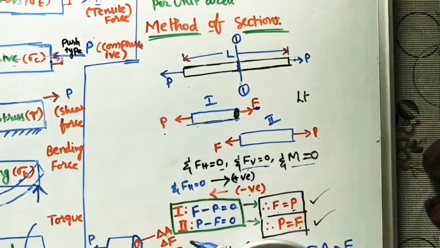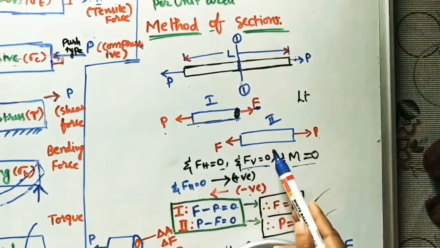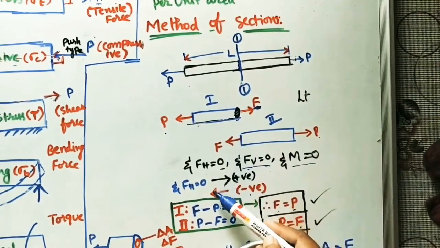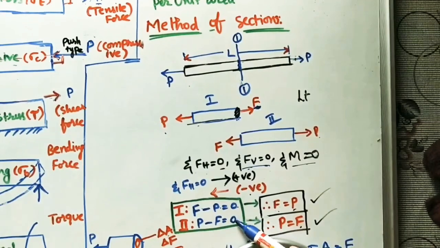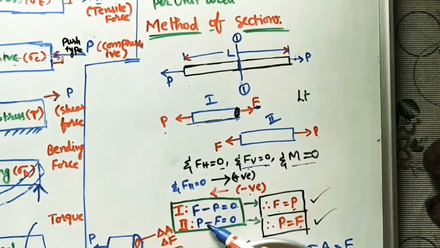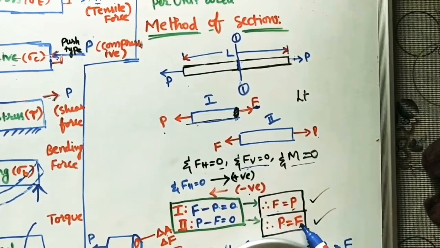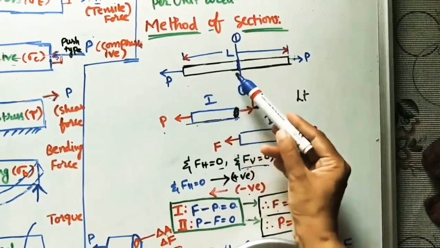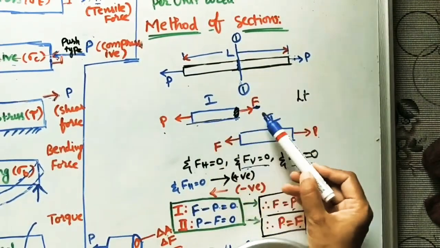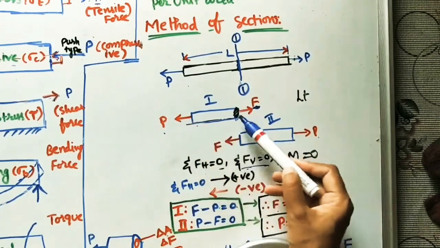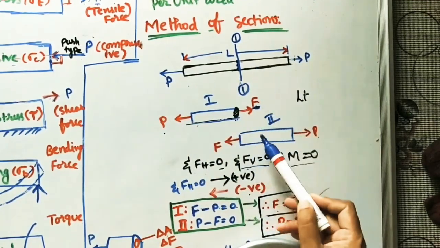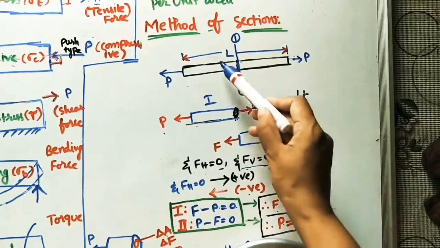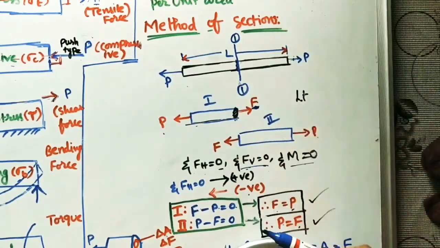Take the second section here, apply the first condition, sigma Fh is 0. First force P is acting in this direction, P minus F, F is acting in this direction, minus F is 0. So the formula comes P is equal to F. The meaning is whatever applied force there is, it should be equal to the resistance force. Here we have divided into two elements. The first section is in tension because of the forces at both sides. The second section is also in tension. If we take three sections, all three will be in tension. Whatever elements we take, all the elements should be in tension.